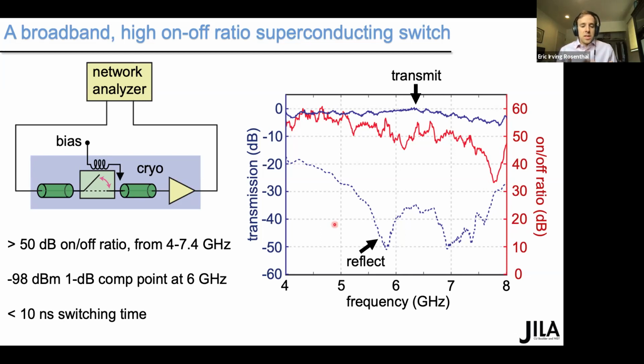So in addition to this high on-off ratio as a function of bandwidth, the switch has high enough power handling to process the signal in our parametric amplifier, and it can switch relatively fast. This, along with maybe a few other approaches, represents the state of the art for superconducting switches. And all of it is necessary for the experiment I'll tell you about next.